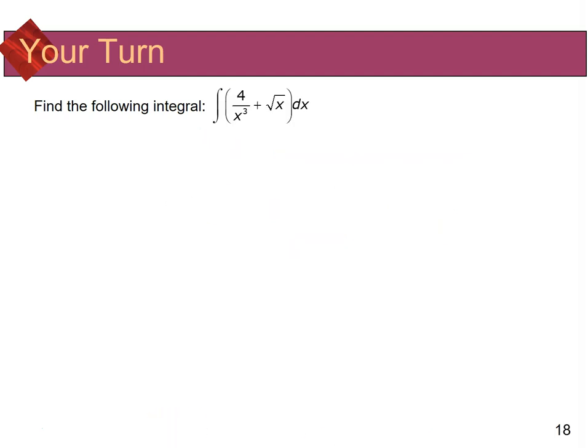Now let's move on to the next one. I want you to try this integral, the integral of 4 over x cubed plus the square root of x dx. So for this one here, I want to think of this first. I'm going to make these powers of x that are just a little bit easier to deal with. So I would get the integral of 4x to the negative 3 power plus x to the 1/2 dx. I can now think of these as two separate integrals.